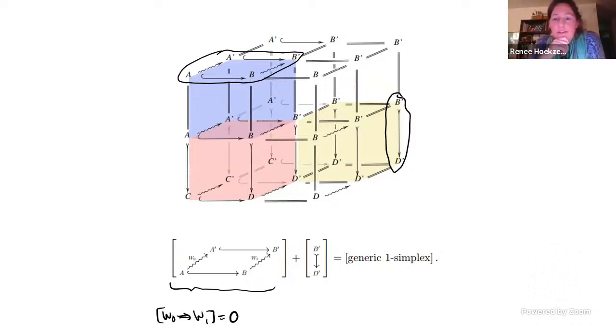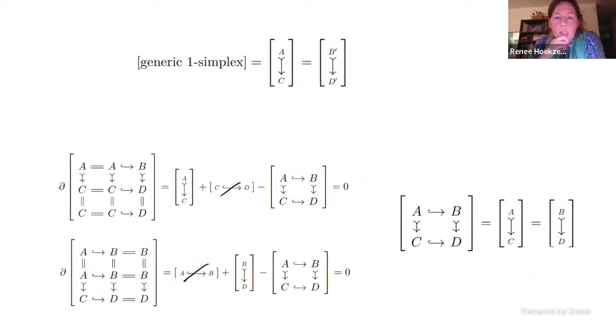Rearranging this slightly, I get a very similar statement, that it can also be represented by the last vertical map, B prime to D prime. So that class is also equal to the generic one simplex. So I have a generic one simplex, and I can either represent it with the first vertical arrow or with the last vertical arrow.